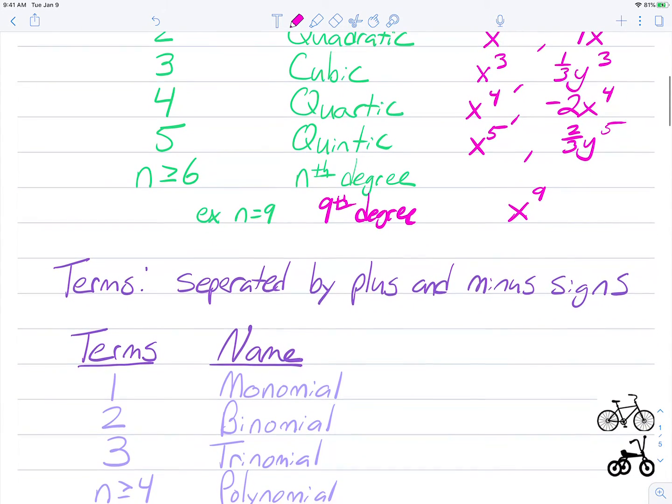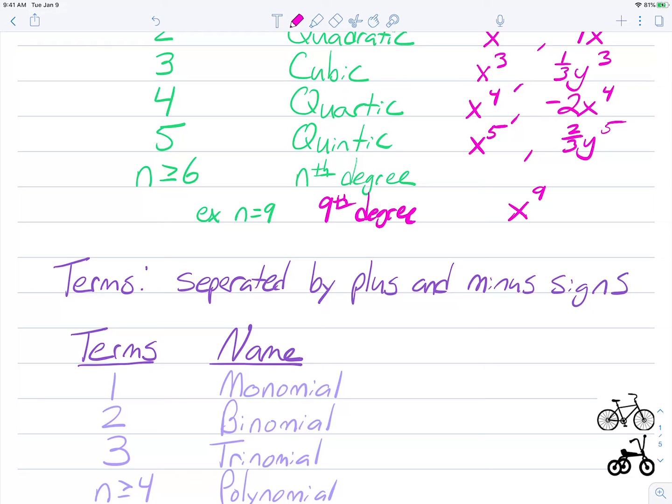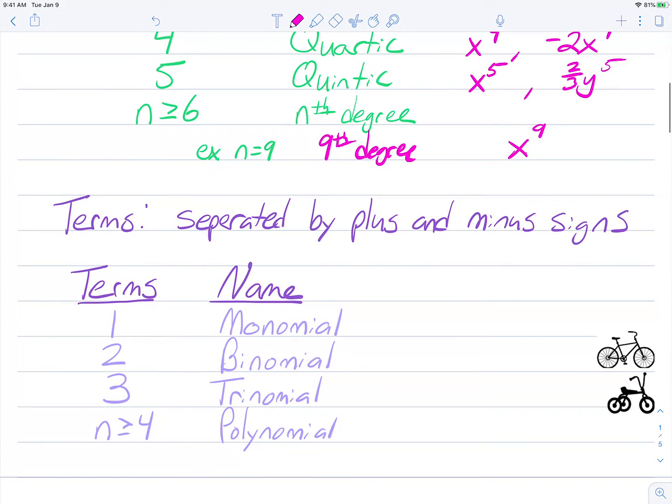The other part of the name is the number of terms that there are. Terms are separated by plus and minus signs, and we've seen that before when we add like terms. If there's only one term, it's a monomial, which means there are no plus or minus signs. Maybe something like 4x, there's no plus or minus sign. Maybe something like 3xy squared. Again, no plus or minus signs, but you can have a coefficient and a bunch of variables being multiplied together, but there's only one thing.